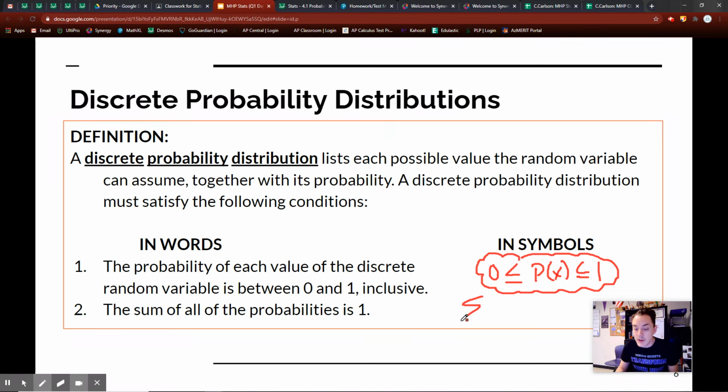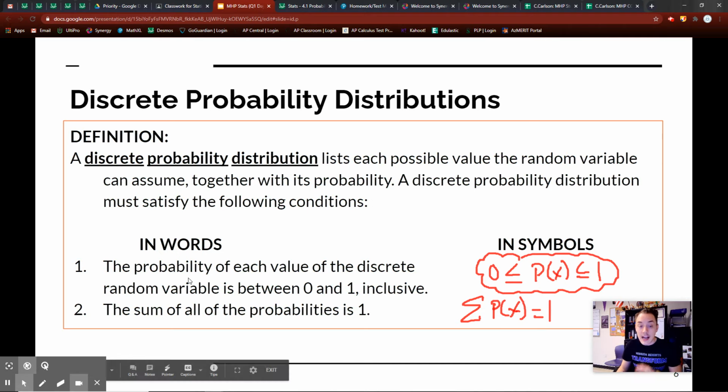I'm going to use a big fancy E here. What this means is it's literally sigma, a Greek letter. It means sum, so it means adding, putting together. When I add all the probabilities together, it has to equal 1. That's what it means. When I put all the probabilities together, it equals 1.